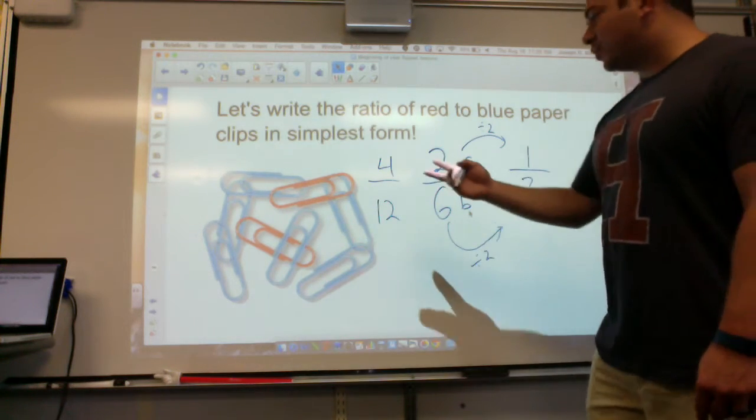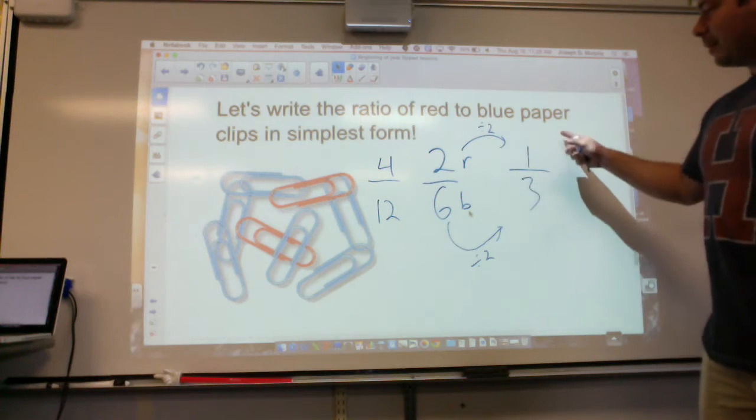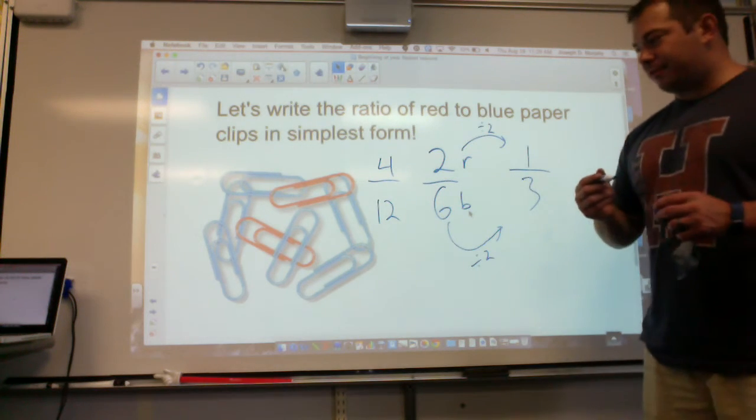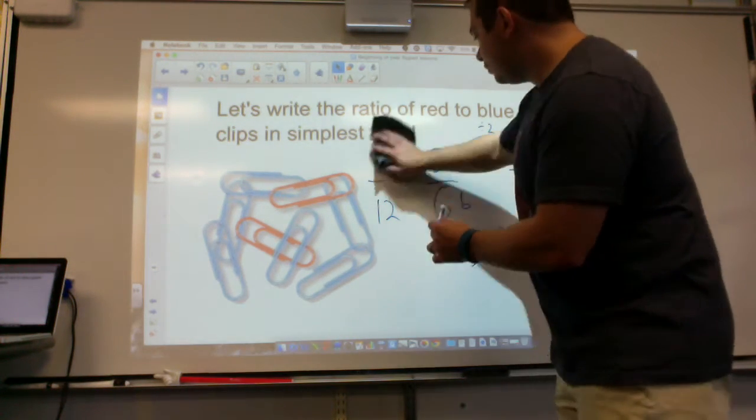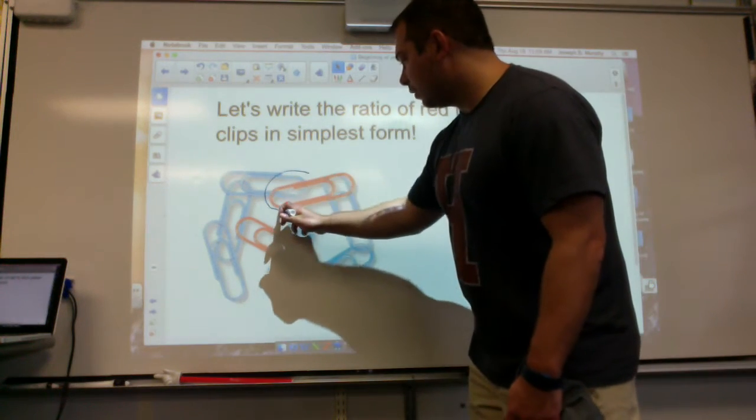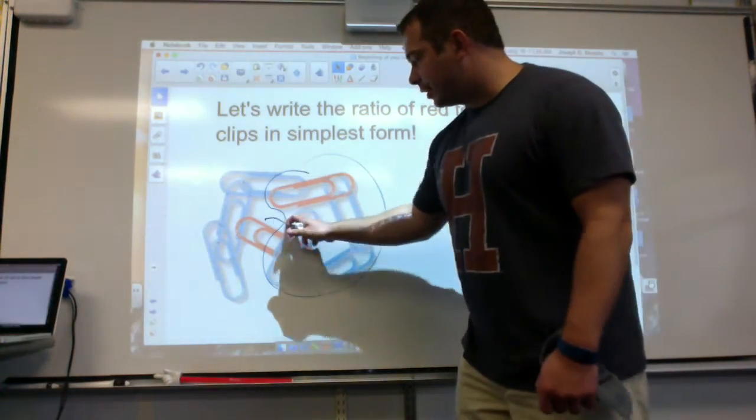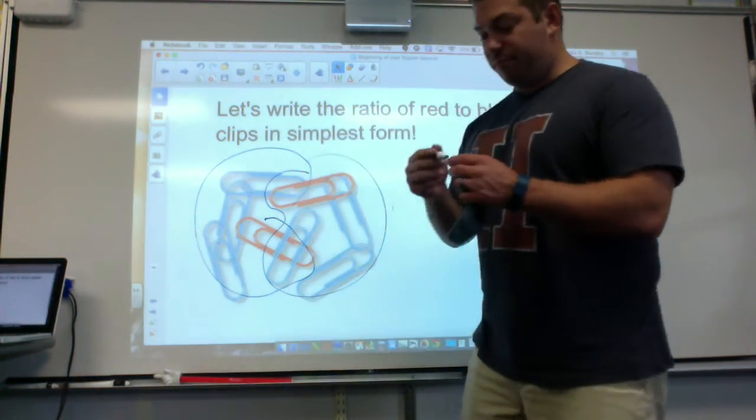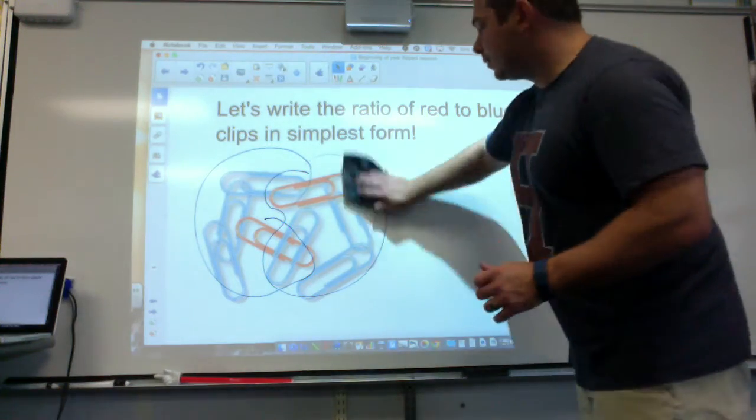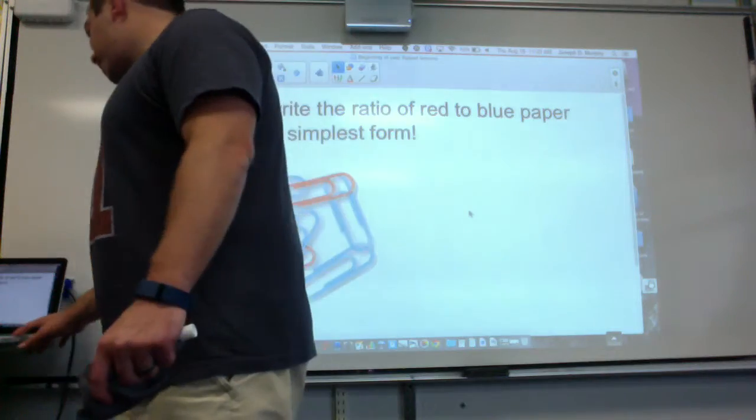But every time I have 2 red paper clips, I'm going to have 6, which really means every time I have 1 red, I'm going to have 3 blue. You can kind of circle these off right here. Maybe there's my 1 red. For every 1 red, I have 3 blues, and there's my other red, and I have my other blues right there. Simplest form means just reducing by finding the greatest common factor.